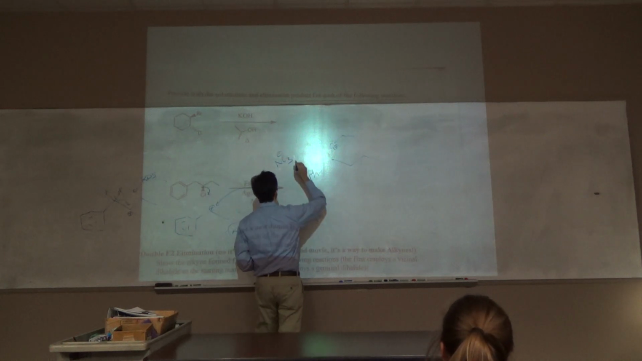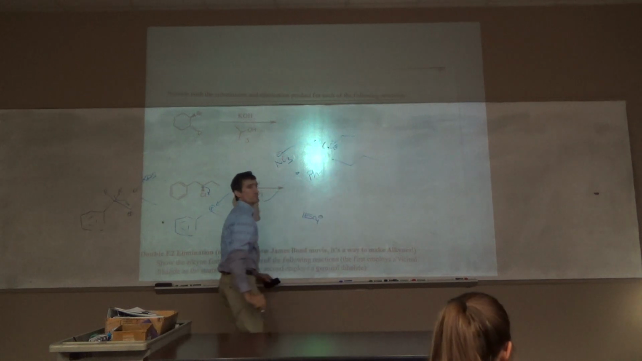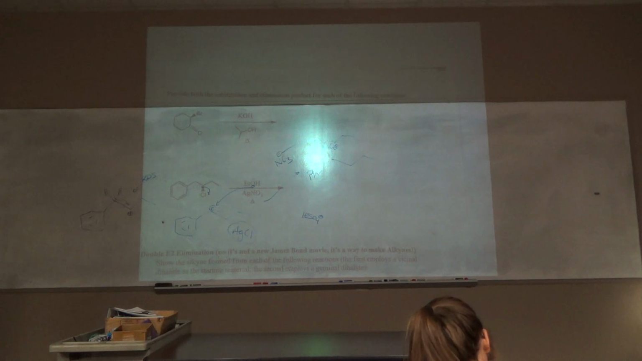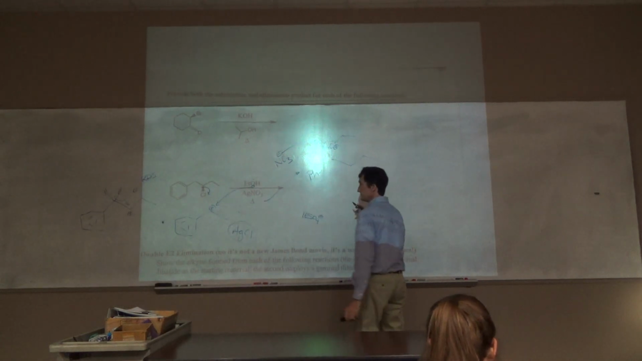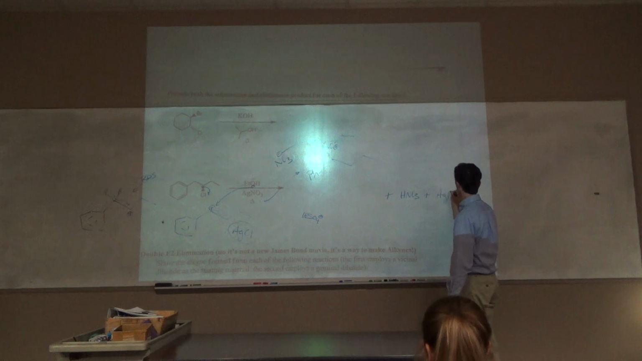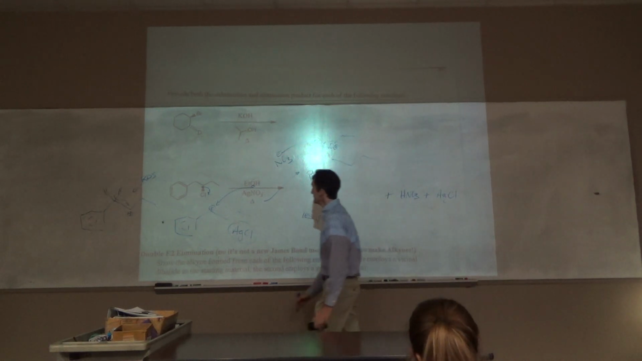I'm not showing this full here, but this takes the H. These electrons stay behind. And so the full balanced reaction would be that product plus nitric acid plus what? Silver bromide? Silver chloride?